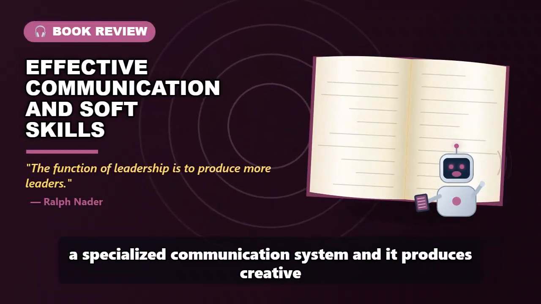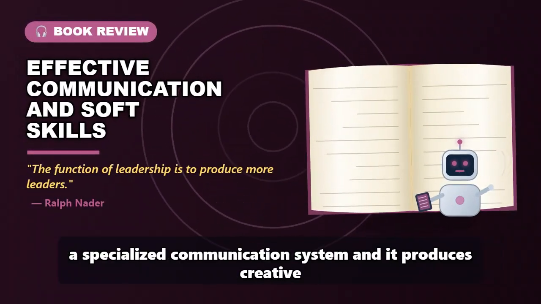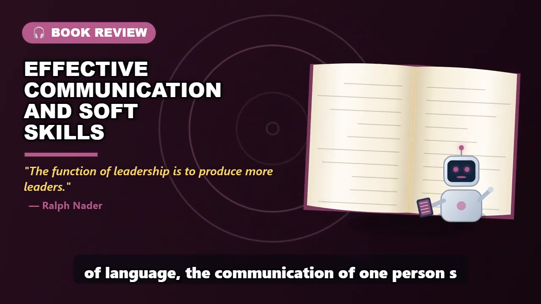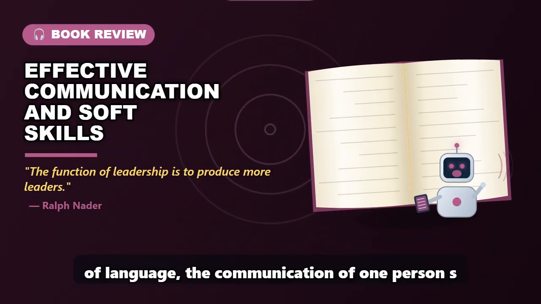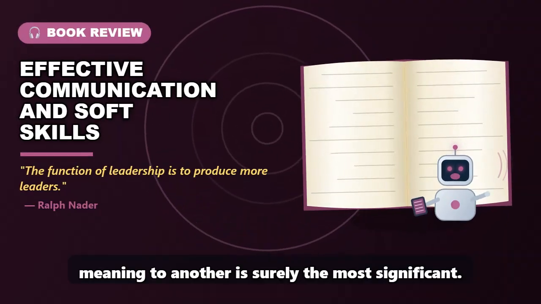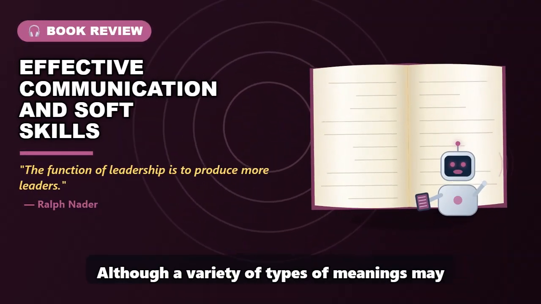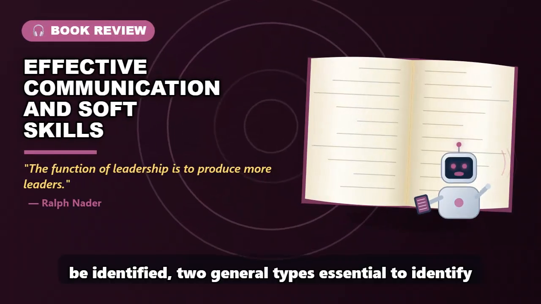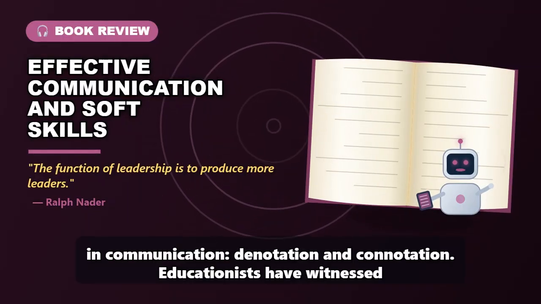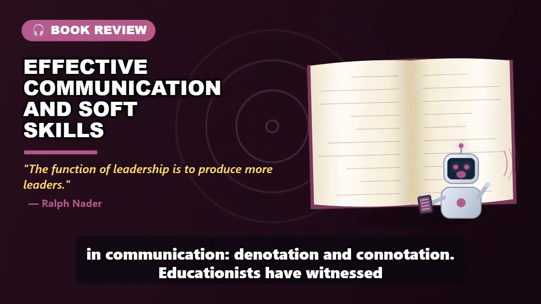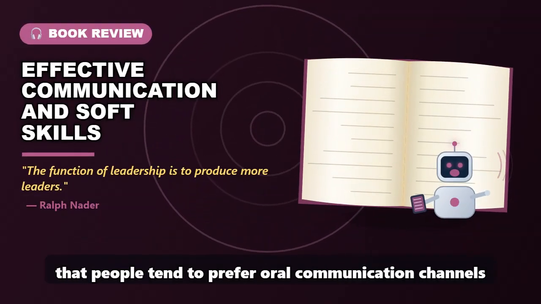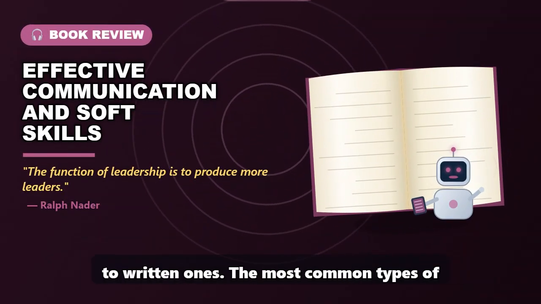Specialization and productivity. Language is a specialized communication system and it produces creative responses and learned utterances. Of all the functions of language, the communication of one person's meaning to another is surely the most significant. Although a variety of types of meanings may be identified, two general types essential to identify in communication: denotation and connotation. Educationists have witnessed that people tend to prefer oral communication channels to written ones.